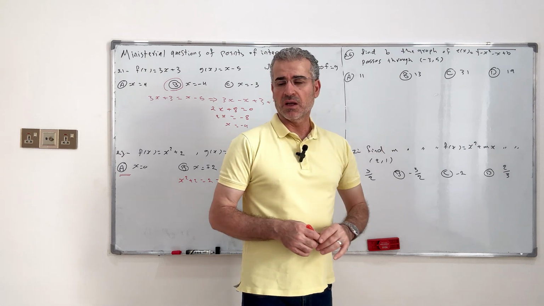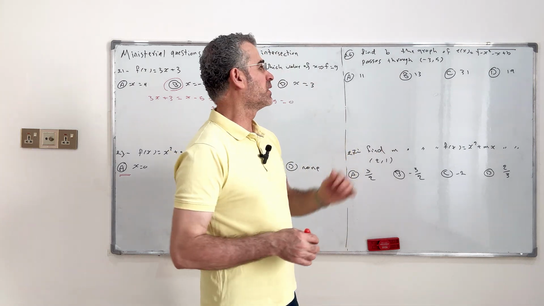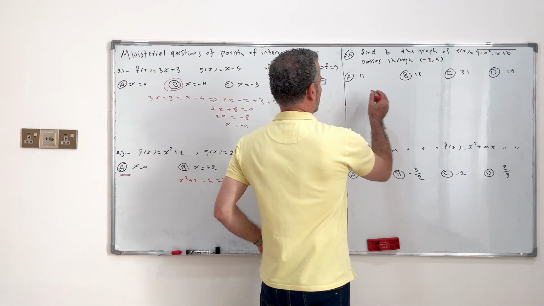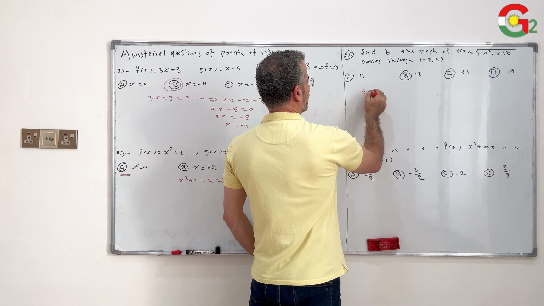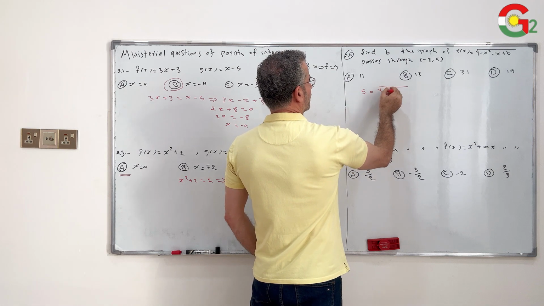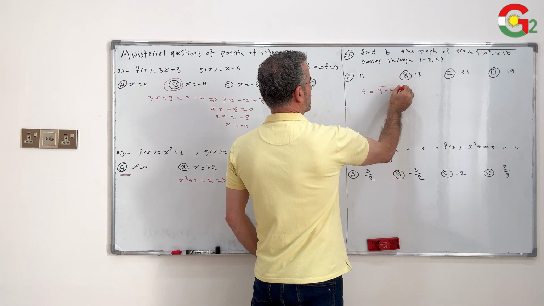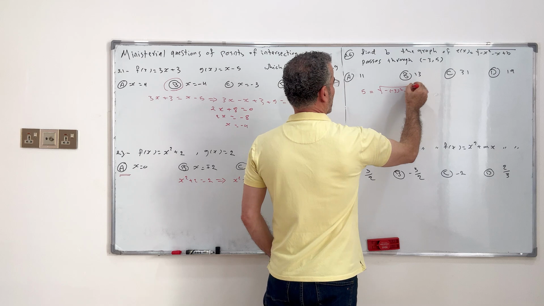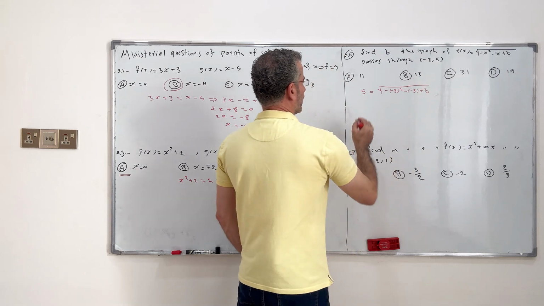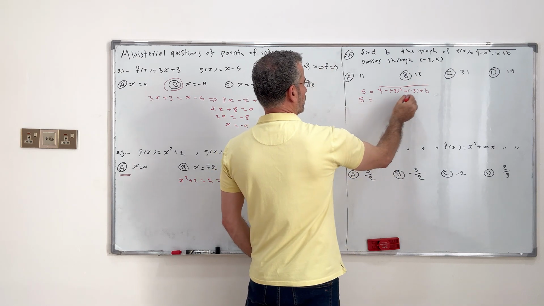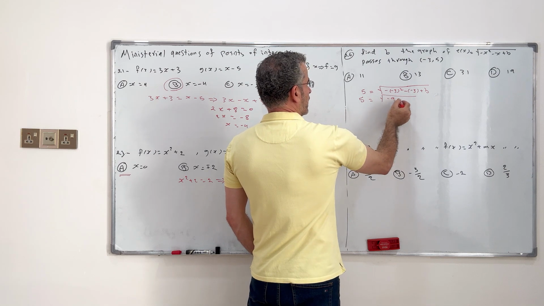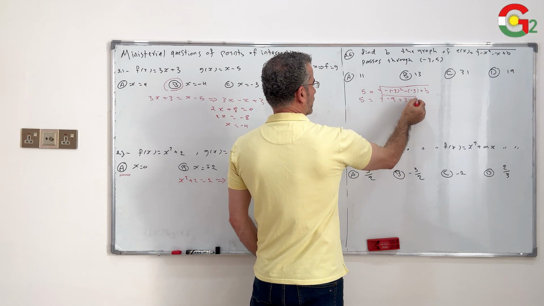Since the graph of the function passes through this point, it satisfies the equation of the function. Then, when y equals 5, x equals negative 3, we get 5 equals the square root of minus negative 3 squared plus negative 3 plus b. I substitute every x with negative 3. Then 5 equals the square root of minus 9 plus 3 plus b.